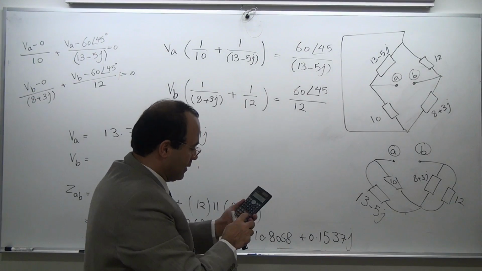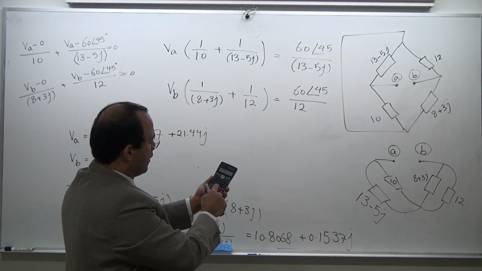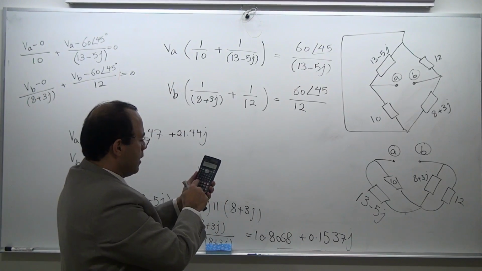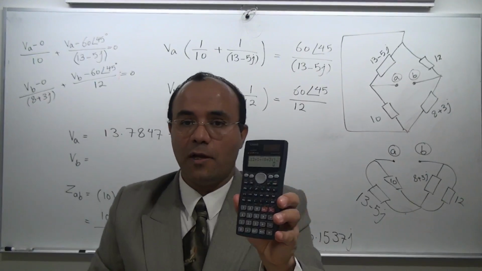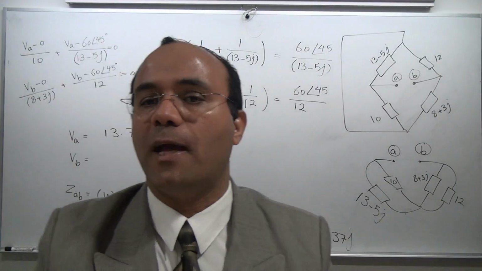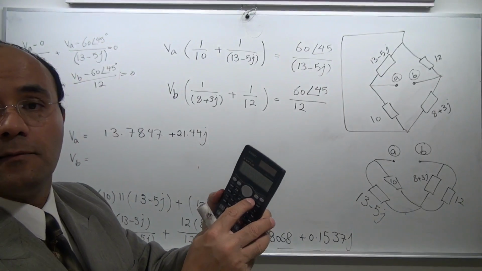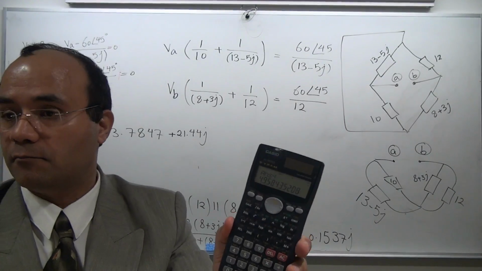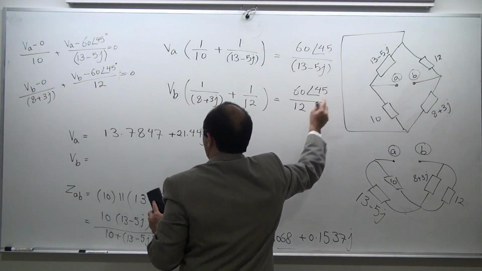I need to calculate this. 1 divided by 12 plus 1 divided by, don't forget the bracket, open bracket, 8 plus 3 times i. That's my number. And then when I say equal, it's going to be an answer. I'm going to do inverse. As soon as I do inverse, I say equal, I got it. Right? That's the inverse. I inverse this and I need to multiply by this guy.